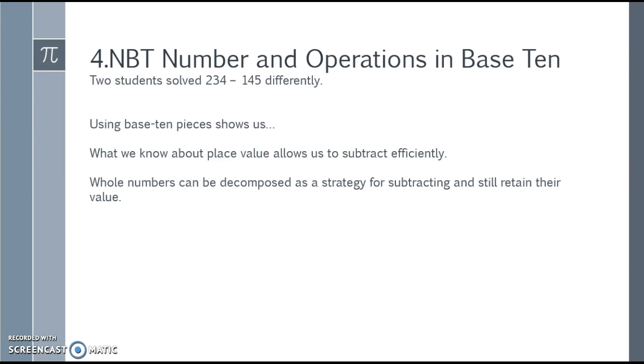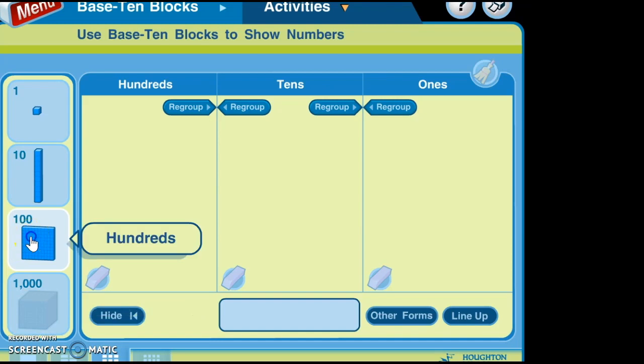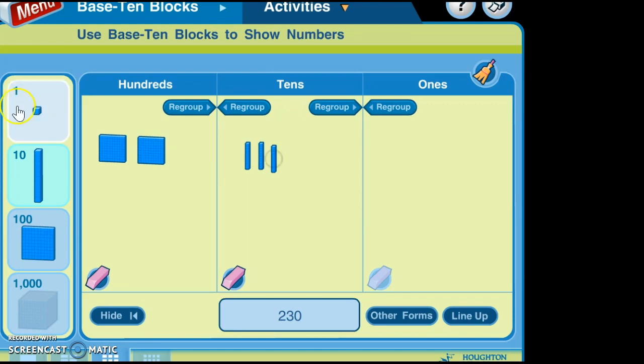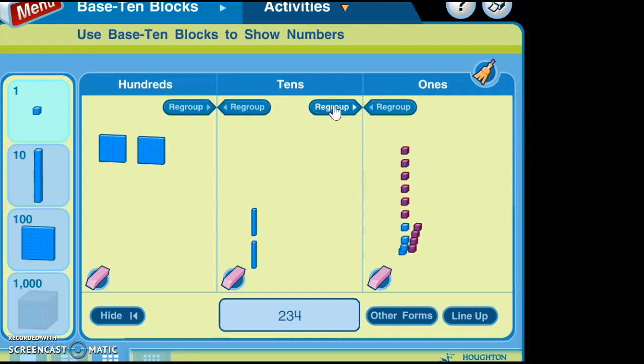Let's review how we use our base 10 pieces. Start with 234. Need to subtract 145. I don't have enough ones, so I'm going to take one of my tens and regroup it to a bunch of ones. Now I can take away 3, 4, 5. I can take away 5 ones.